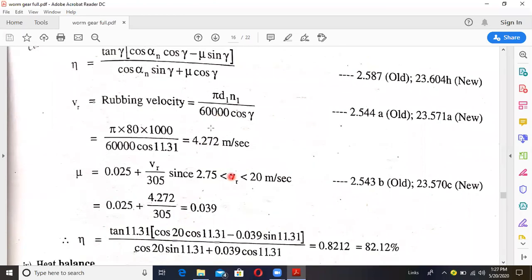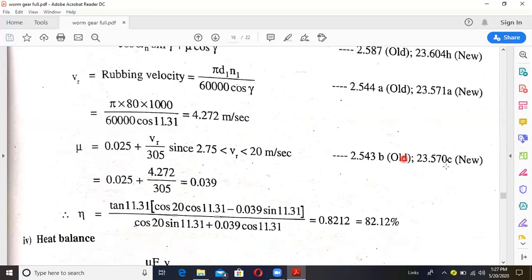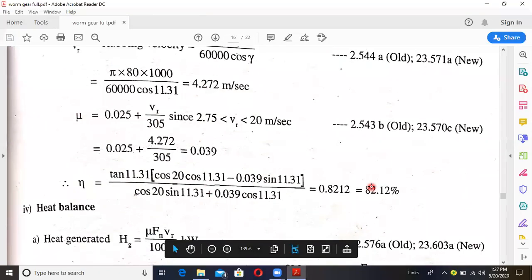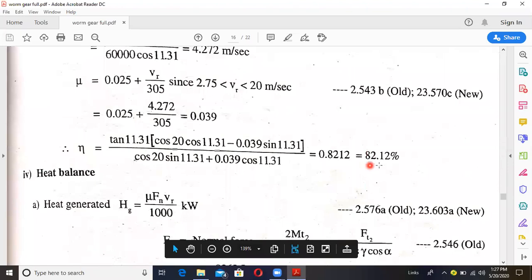Now, the rubbing velocity we get is greater than 2.75 and less than 20 meters per second. Based upon this, we get the formula to calculate mu: mu is equal to 0.025 plus VR divided by 305, from equation number 23.570C. Now substitute VR and calculate mu. Once you get mu, substitute everything in the efficiency formula and calculate efficiency. Finally we get efficiency equal to 82.12%.